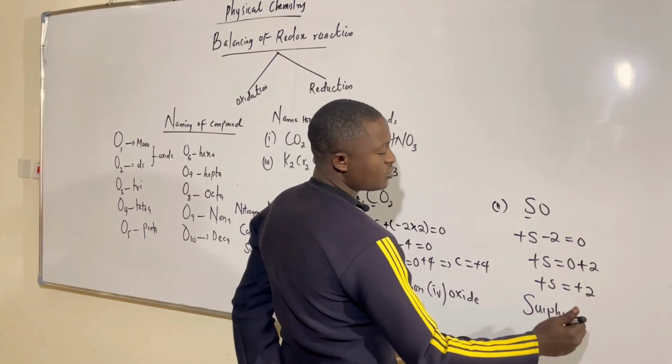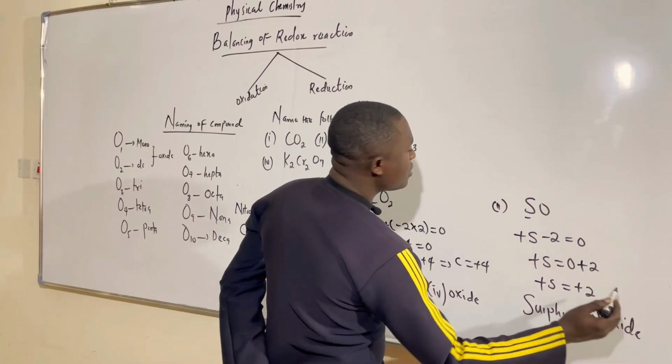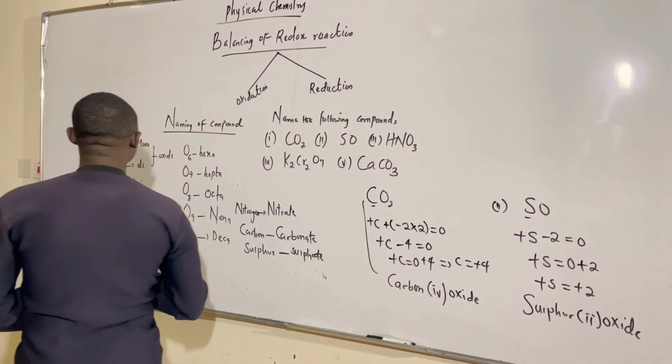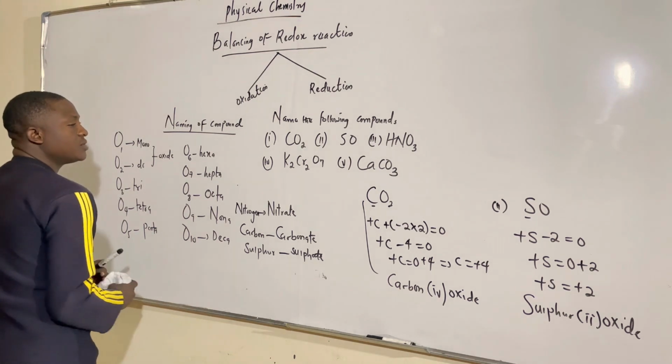What do we get? We have 2. That's going to be sulfur 2. Then we have oxide. So let's try the next one, the third question.